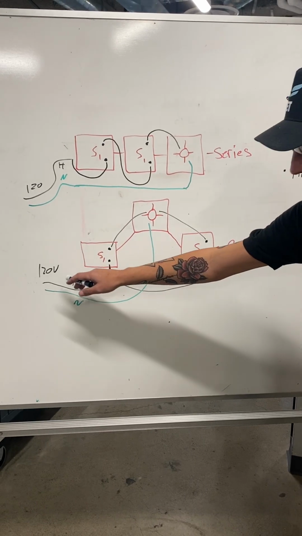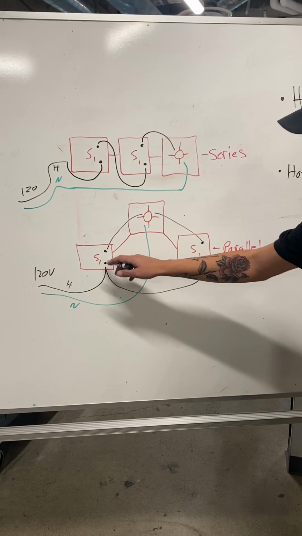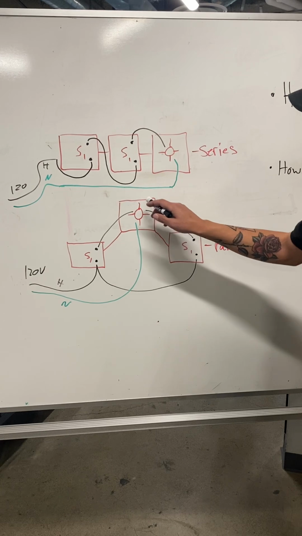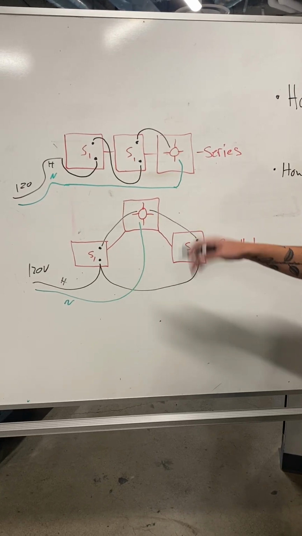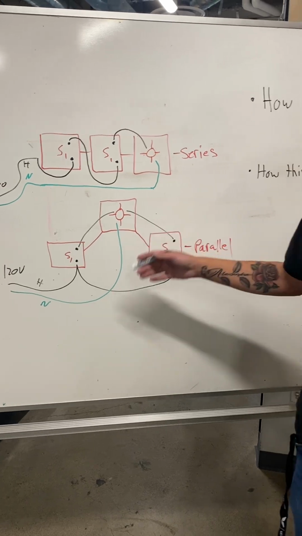So in this instance, your 120 volt hot goes from this switch on the line side to this switch on the line side, and then on the load side, it's in separate Romexes in this instance. So in this case, you're going to understand the difference between series and parallel.